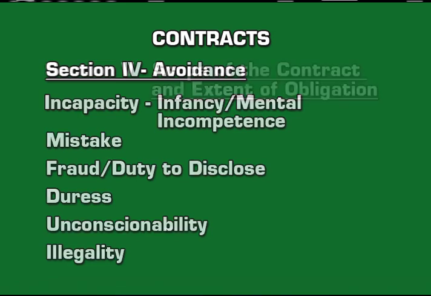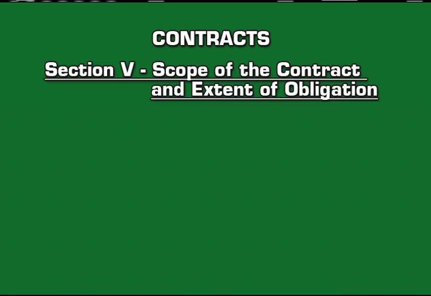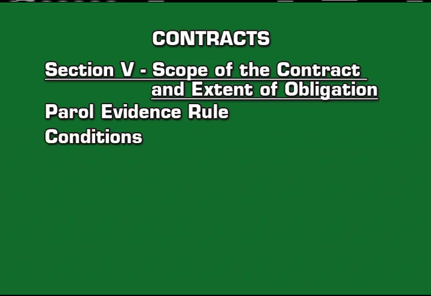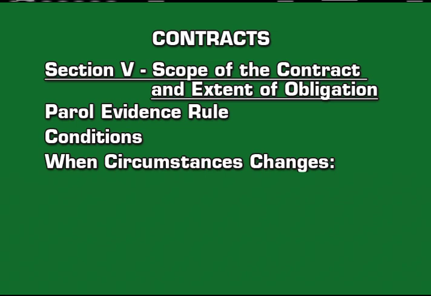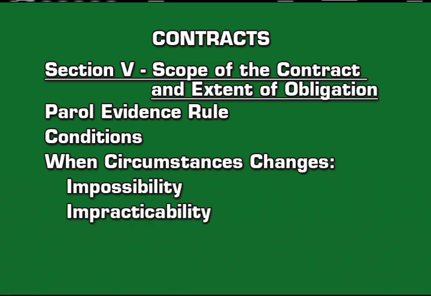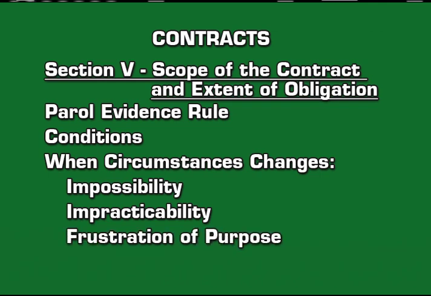Our next topic is Section 5, and that's the scope of a contract and the extent of obligation. We'll look at the parol evidence rule, and I might tell you you're going to struggle with the parol evidence rule. We'll take a look next at conditions. When circumstances change, there are things called impossibility, impracticability, and frustration of purpose. And we'll also take a look at the duty of good faith in all contracts.